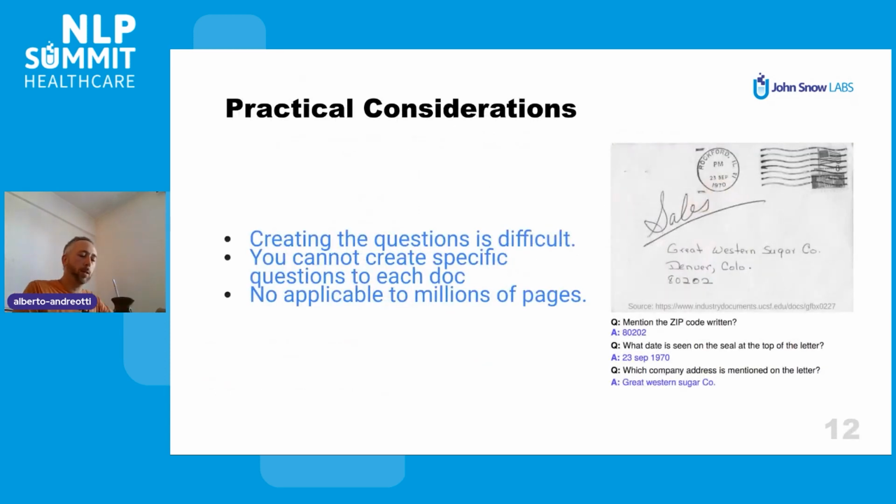Okay. Well, now we're going to check on some practical considerations for actually building real life pipelines. So creating the questions is difficult, right? In this example, you have, for example, mention the zip code that is written on the envelope. So you already know that there's a zip code there, because you have an envelope. I mean, there's a lot of knowledge that the person already has when they created the question itself, right? It's not trivial, okay? So if you wanted to apply this technique to millions and millions of pages, you need to somehow first screen the documents, so you can apply these questions to a more reduced selected number of pages. Okay, that's the idea.